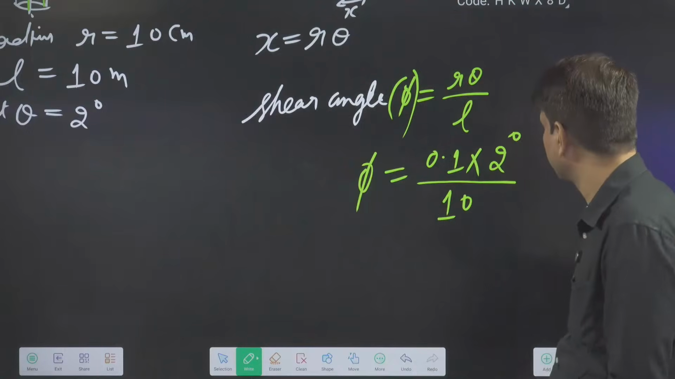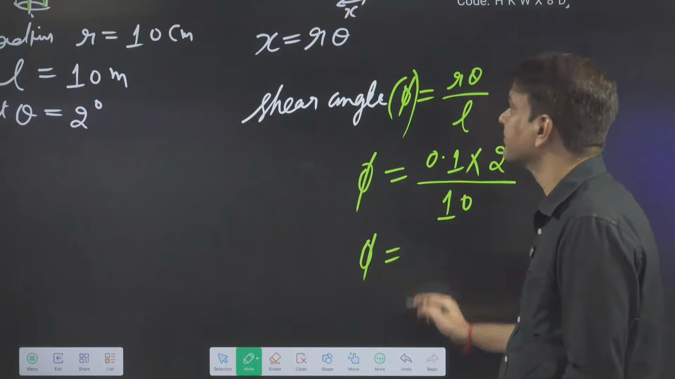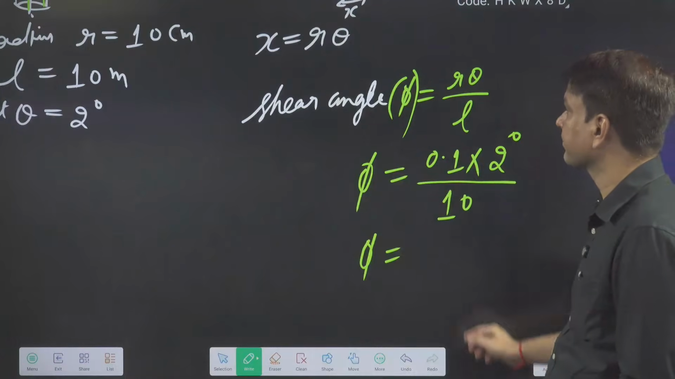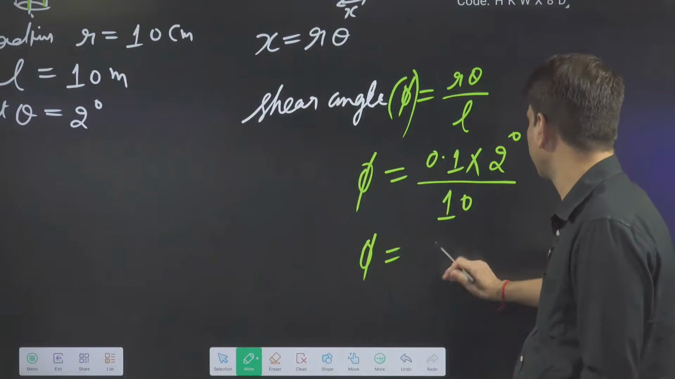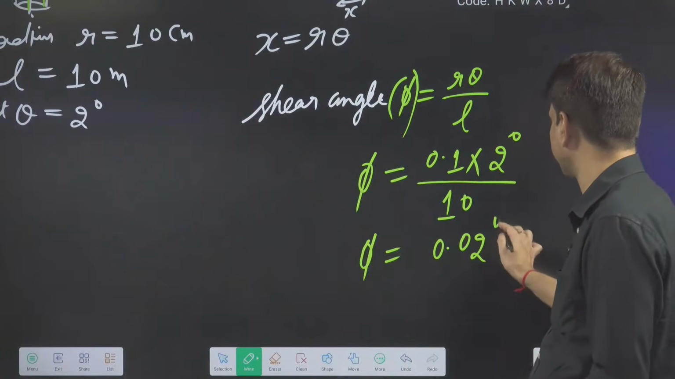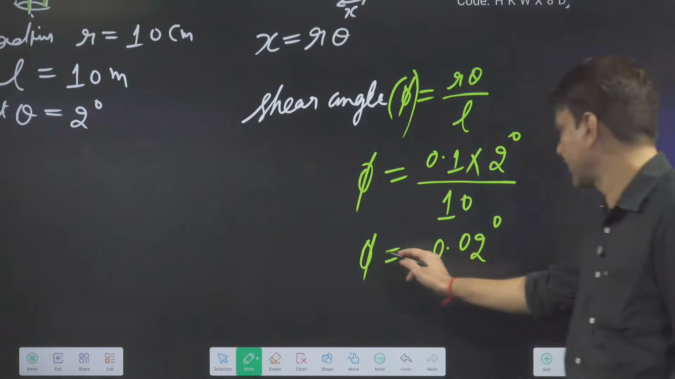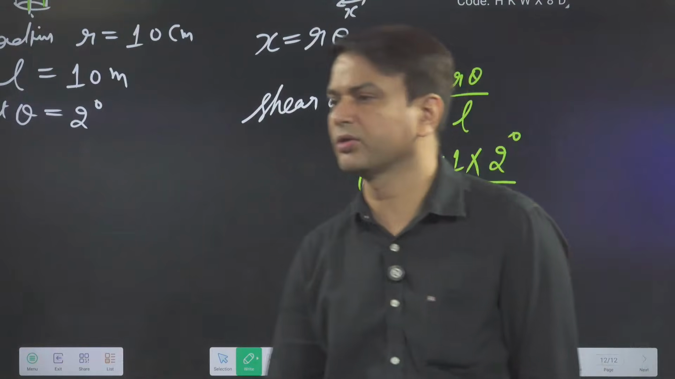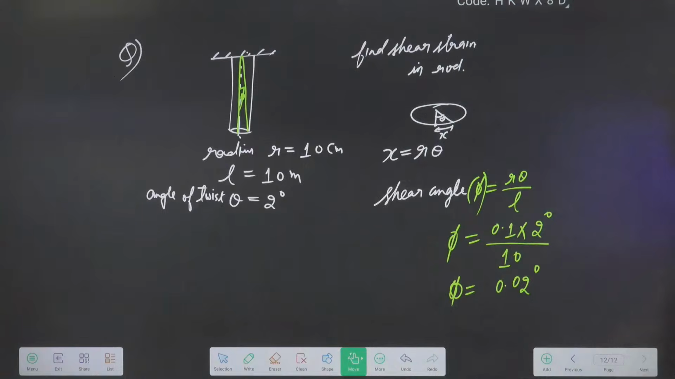Now what did I get? 0.1 means 2 by 100. So phi I got is 0.02 degree. Everybody got it? If the options are given in radians, then you will multiply with pi by 180. Okay. Are you completed? Okay, then next problem.